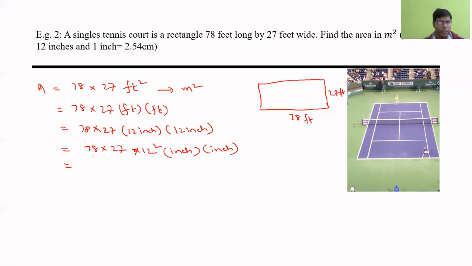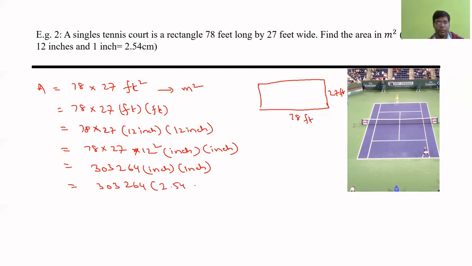What we will have is 78 multiplied with 27 multiplied with 144, that is 12 square. So we have a very big number, 303,264 inch multiplied with inch. Now this inch we can convert into centimeters. 1 inch is 2.54 centimeters.